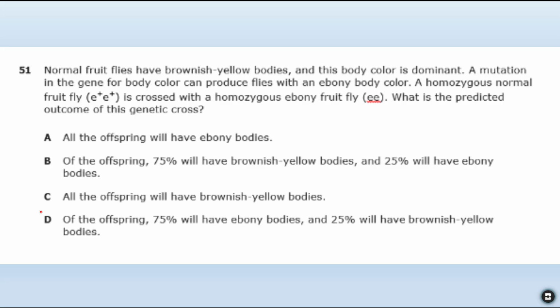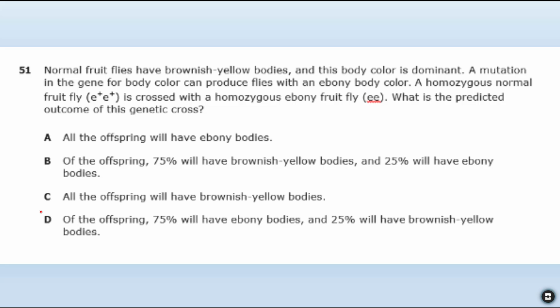All right, number 51. Here's a question from our STAR test. Normal fruit flies have brownish yellow bodies, and this body color is dominant. A mutation in the gene for body color can produce flies with the ebony body color. A homozygous normal fruit fly, EE, is crossed with the homozygous ebony fruit fly, little e, little e. What is the predicted outcome of this cross?